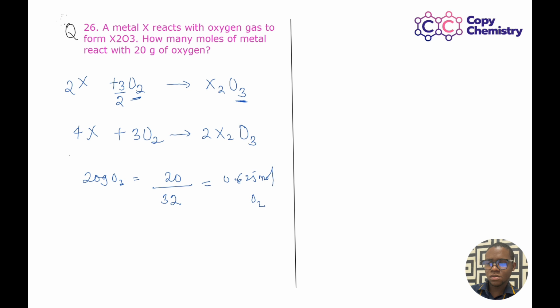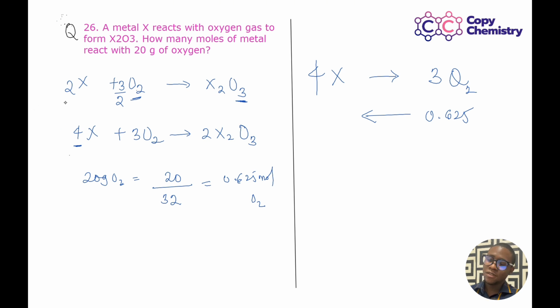So if you look at this, you can see here that 4 moles of the metal would react with 3 moles of oxygen, right? That just means that if you have 0.625 moles of oxygen, then it should react with a particular amount of the metal X.